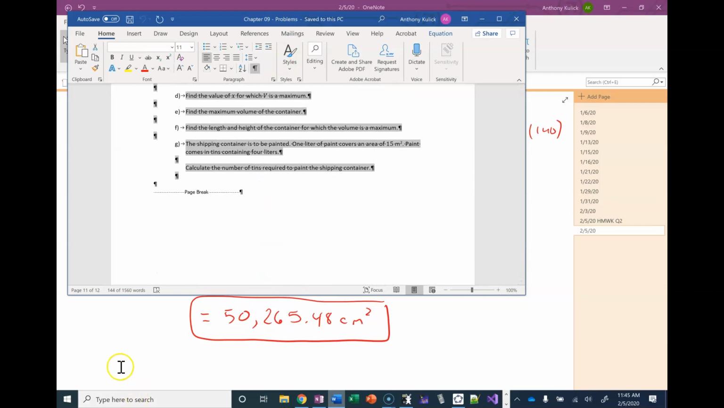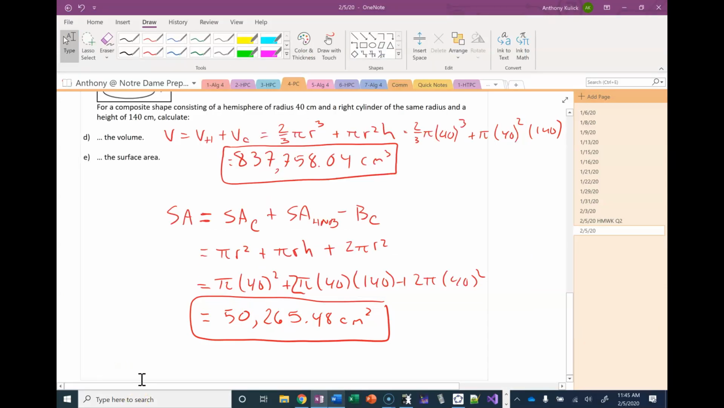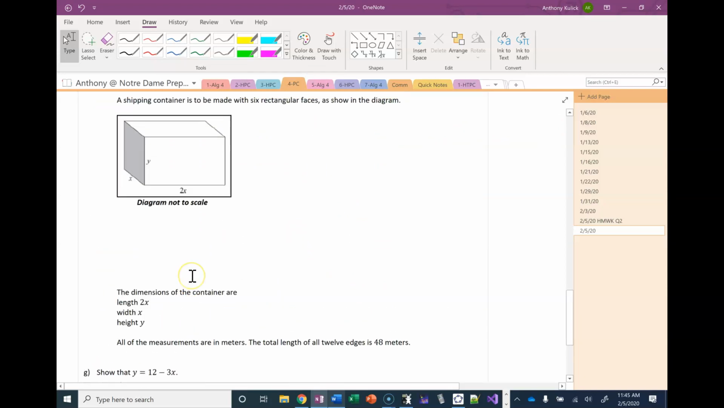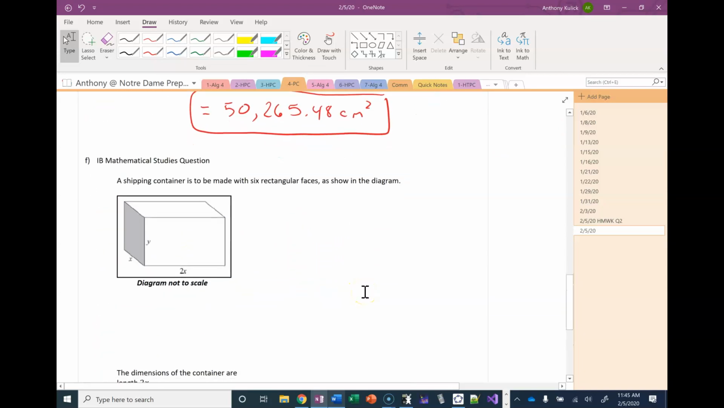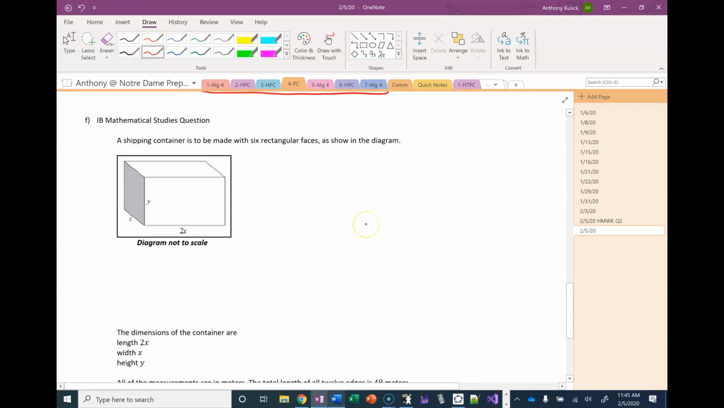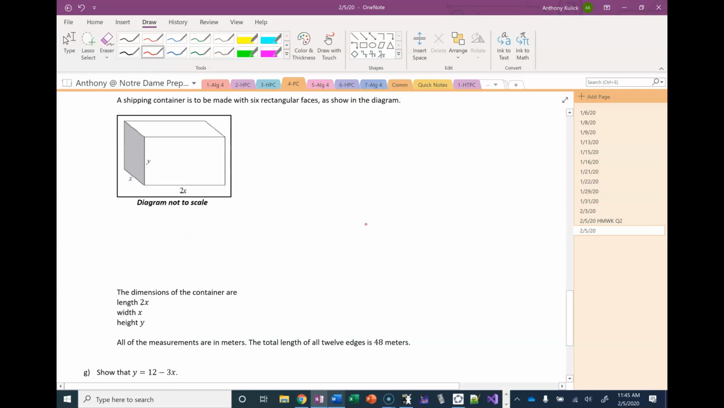Okay. So, 31. Again, pardon the numbering. It says a shipping container is to be made with 6 rectangular faces as shown in the diagram. So just a box. The dimensions are: the length is 2x, the width is x, and the height is y. Everything's in meters, and the total length of all 12 edges is 48 meters. Show that y is equal to 12 minus 3x.